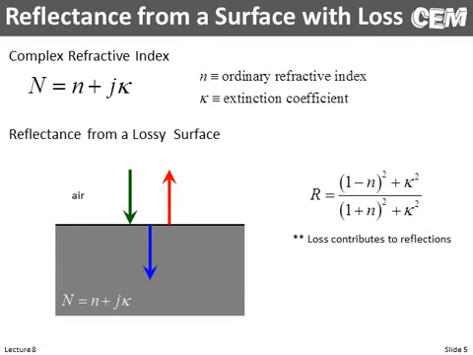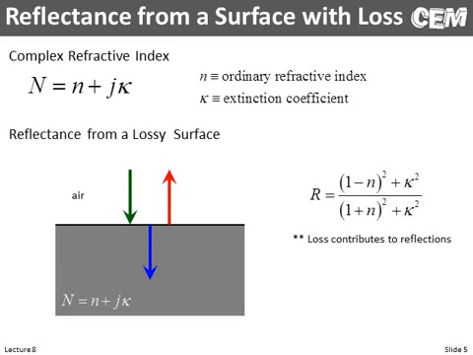Next, we want to look at reflection from an interface. Previously we talked about refractive index. That is a complex number. The real part is the ordinary refractive index, and that describes the speed of the wave. And the imaginary part is called the extinction coefficient, and that describes the loss or decay of the wave. And in the case of gain, it would grow exponentially.